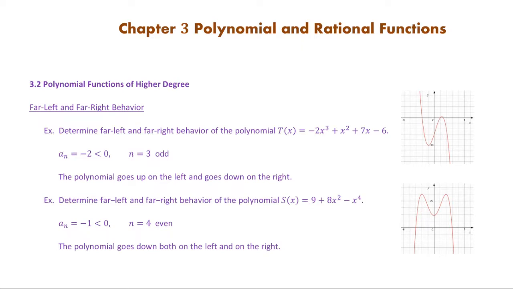The power is even and the leading coefficient is negative, then the curve goes down both ways. And that's indeed the case if you look at the graph on the right. Okay. So without using a computer, you can sketch the graph a little bit.